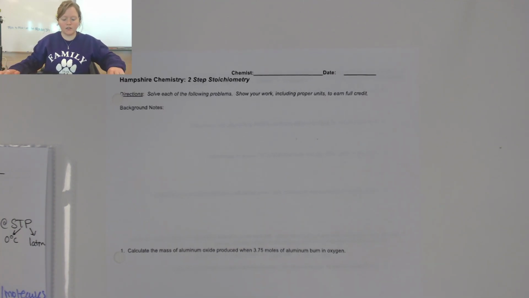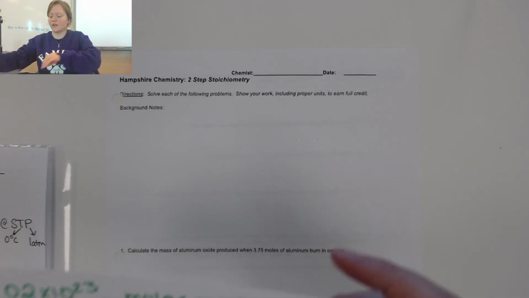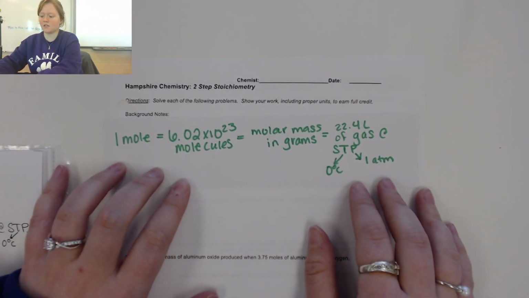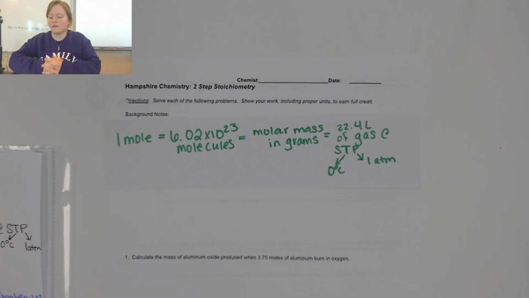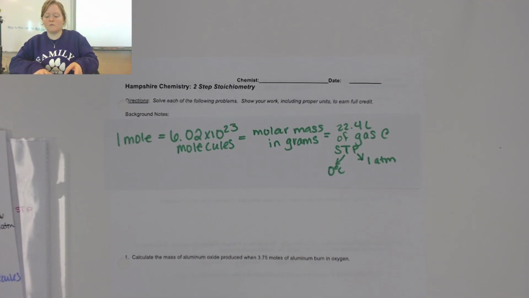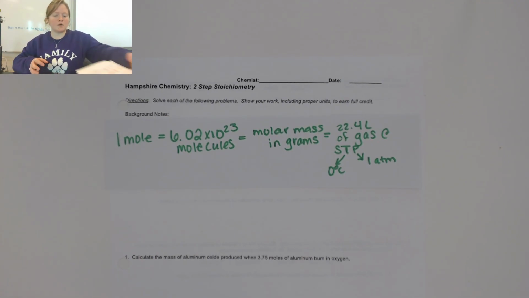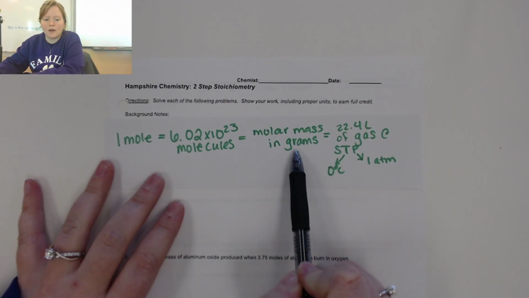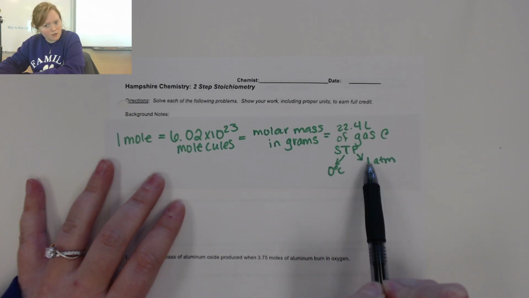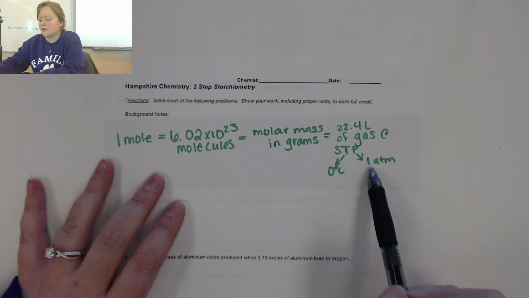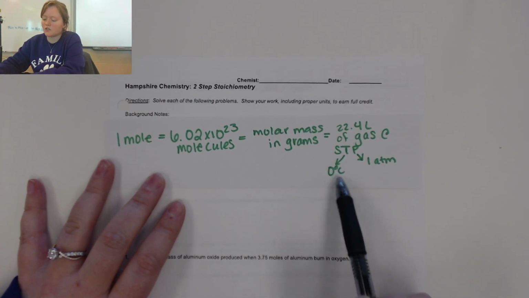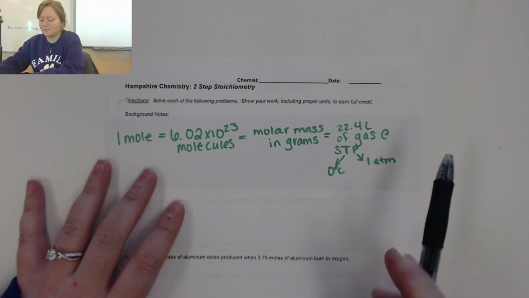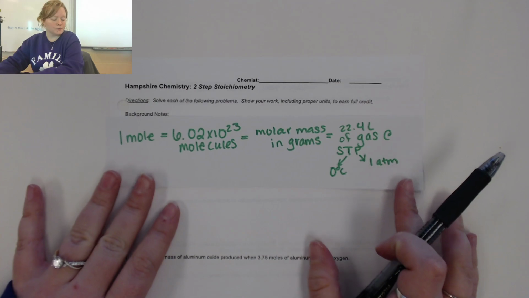So, some background information. One important thing that we want to remember, we've been doing this for a really long time, since we got back for our second semester: 1 mole is equivalent to 6.02 times 10 to the 23rd molecules, which is also equivalent to the molar mass in grams, which is also equal to 22.4 liters of gas at STP. For those of you who may need a refresher, standard temperature is 0 degrees Celsius and standard pressure is 1 atm.